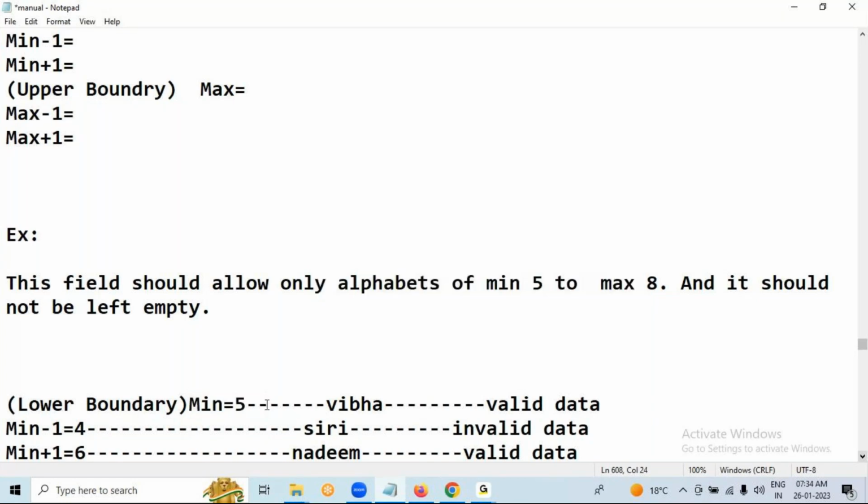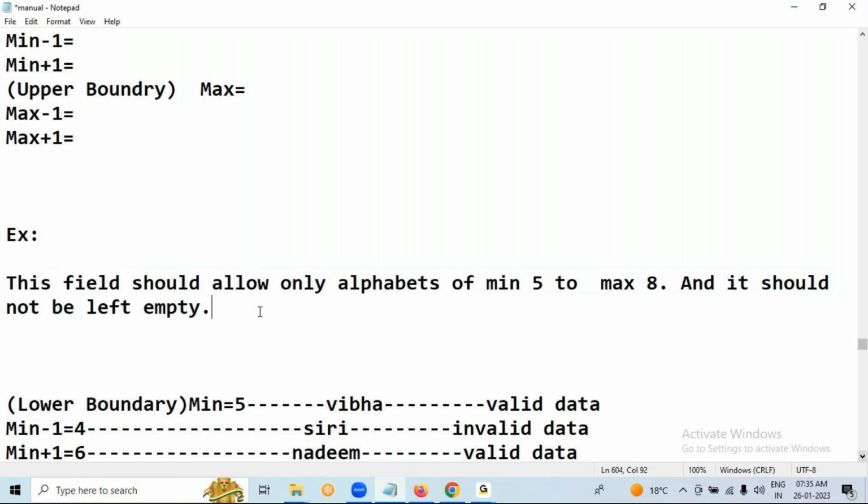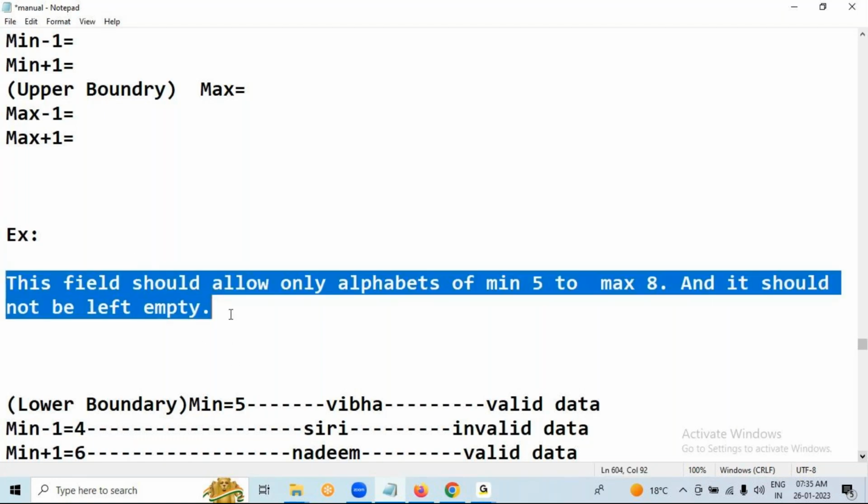Can you please repeat it again? So what is ECP? Equivalence class partition means when more than one requirement is there, then we are using ECP. I didn't understand. What do you mean by more than one requirement? See, there are three requirements. The field should allow.